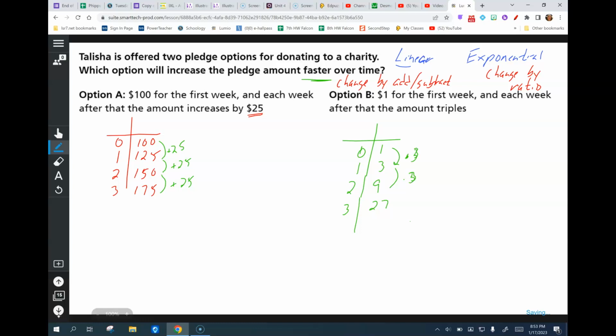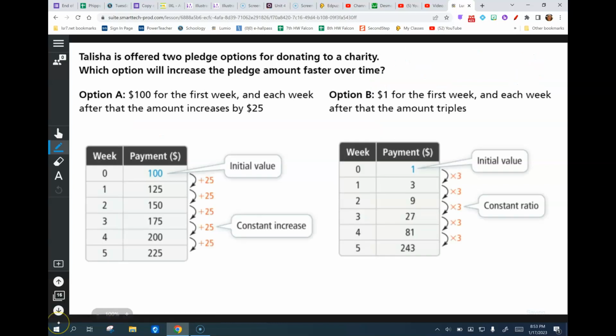So right now, you're doing fine. I'm going to go to the next screen so you can see what happens. You can see at 5 weeks, it's 225. And at 5 weeks, if I'm tripling every time, it's at 243. So this second one that has a constant ratio is going to go up faster because it's an exponential equation. So this one will go up faster, even though it starts off slower. It's going to accumulate so quickly because it's multiplying by 3.